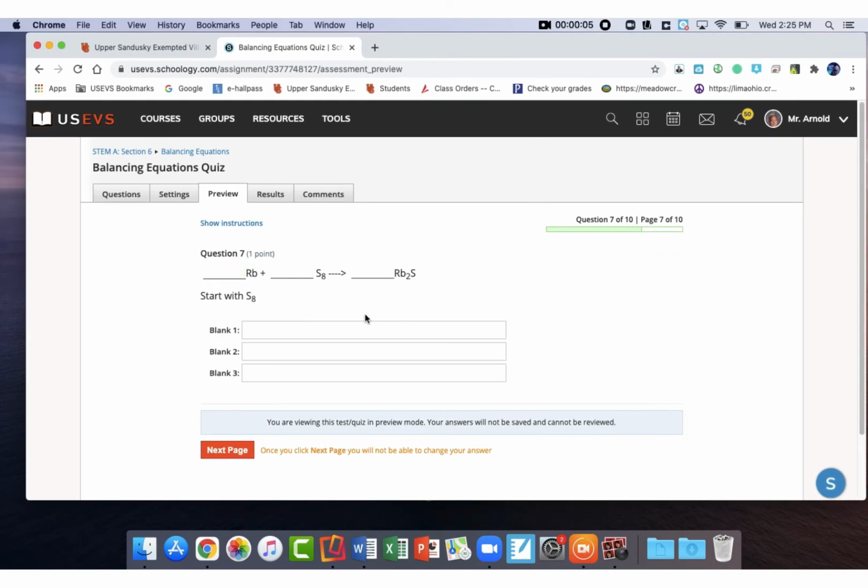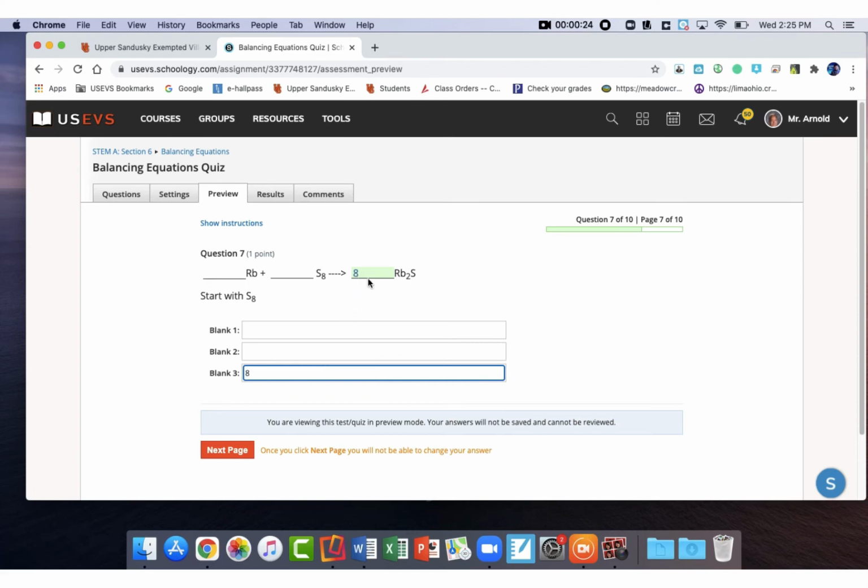So I think I'm on this one, right? So we had S8, right? So there's 8 S's on this side, and there are, let me take my mask back off, there are only 1 S on this side. So we need to fix that last space. So we need to have an 8 in front of that.